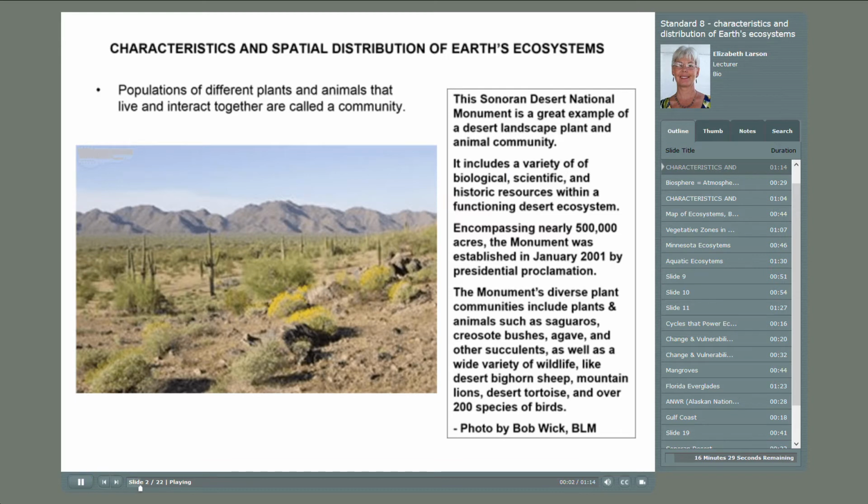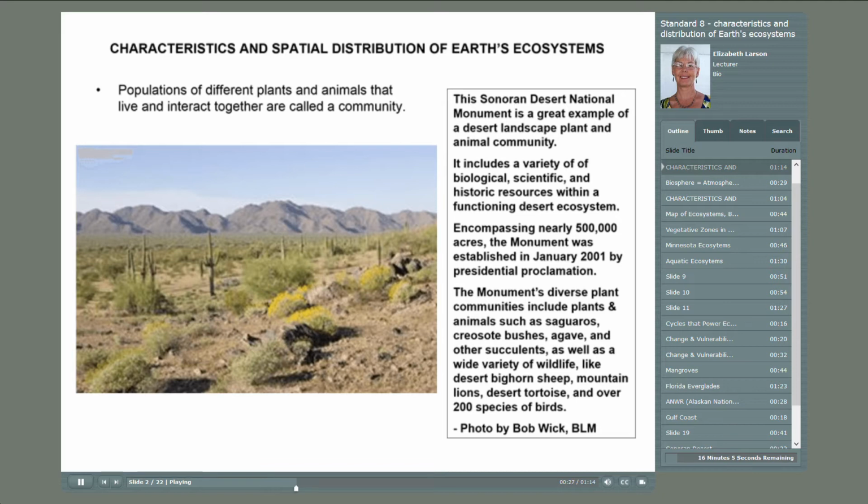An ecosystem is comprised of both living and non-living resources. For example, plants and animals, waterways, geologic formations, soil types, and so on live and interact together. These populations of different plants and animals are called a community.